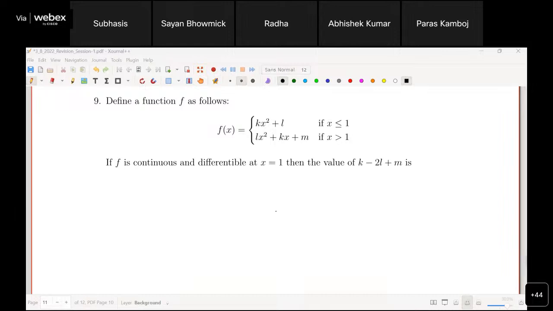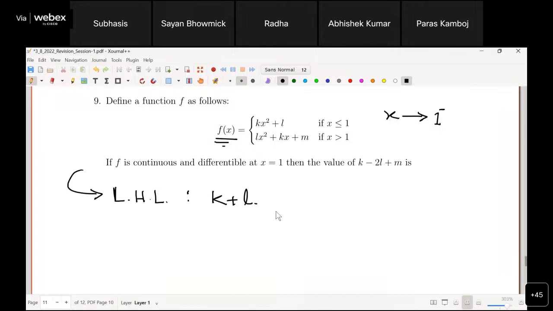Then we have to equate the values, and for the left-hand derivative, I'll come to that. Let me first complete this. What will be the left-hand limit of this function at x equal to 1? It is k plus l. When x is less than 1, the value of the function is kx square plus l. So when x goes towards 1 from the left-hand side, the limit will be precisely k plus l.